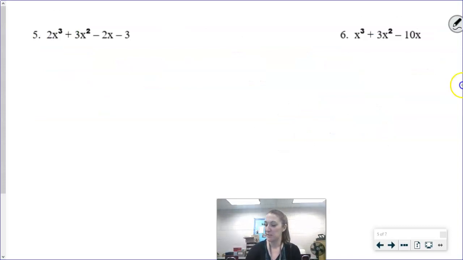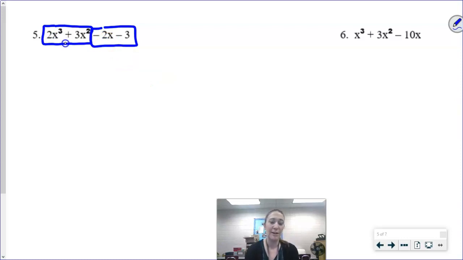Oh, no common factor here. So moving down the flowchart, we have a 4 term again, so we have another factor by grouping. I look at my first group, and I ask myself, what could be a common factor that I could take out of that first group, the 2x to the third plus 3x squared? The only common factor they have is an x squared. So if I take out the x squared, I still have a 2x plus 3.